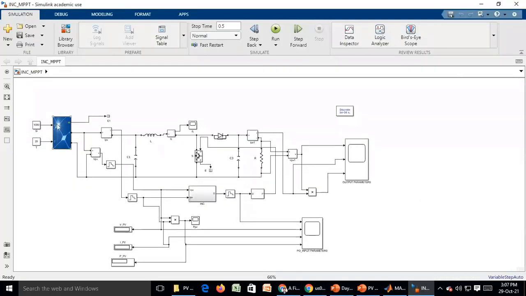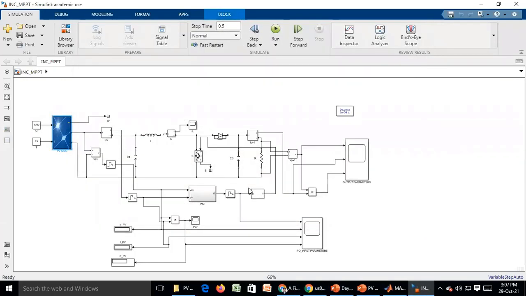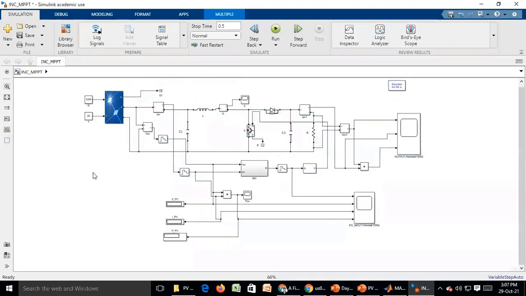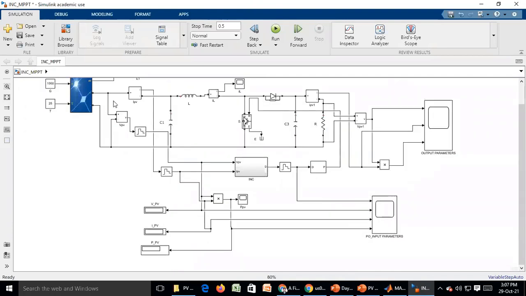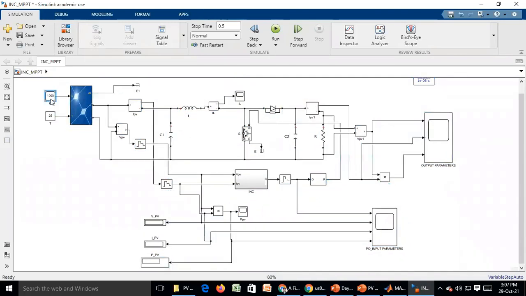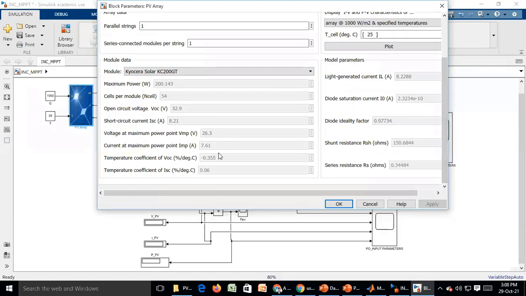So in the incremental conductance also, the same uniform irradiance condition we have taken first. In the uniform irradiance condition, this is 1000 watts per meter square, it's constant, and 25 degrees centigrade, and the same KC200GT, 26.3, 7.61. So same parameters. I'm testing that.